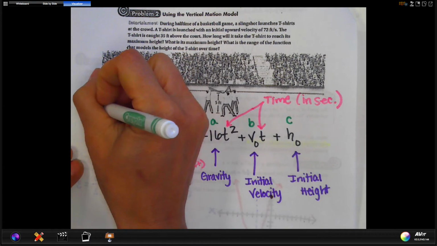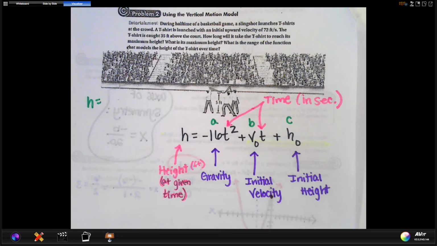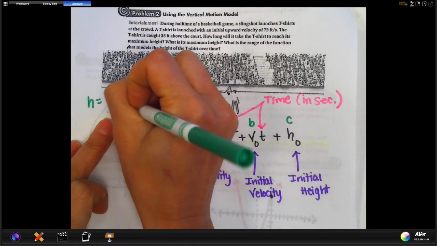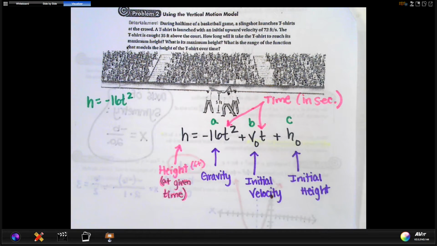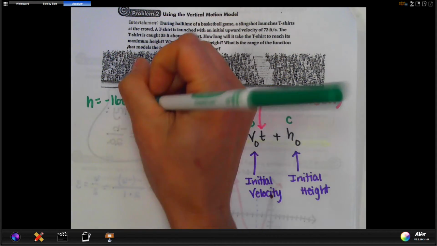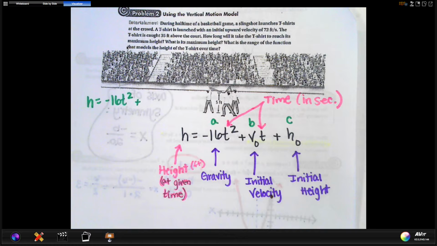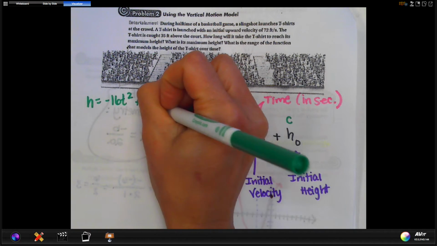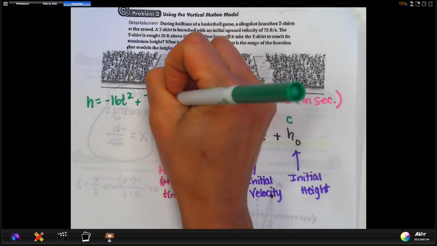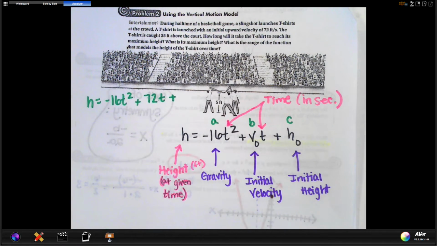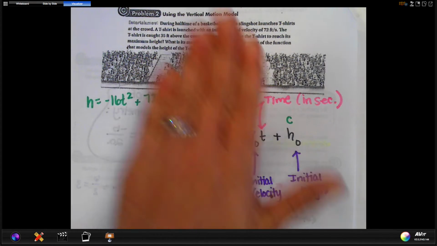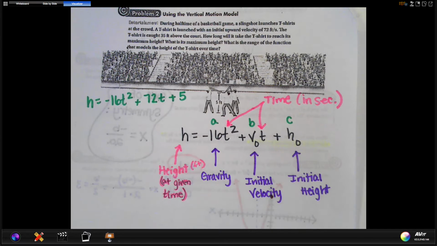So our height is going to be negative 16t squared, right? That's not going to change. We're on Earth. That's going to be our gravity. Plus, do we know our initial velocity? 72 feet per second, yep. So we're going to say 72t plus what else? Our initial height is 5 feet. So this is the formula that we're going to look at, okay?